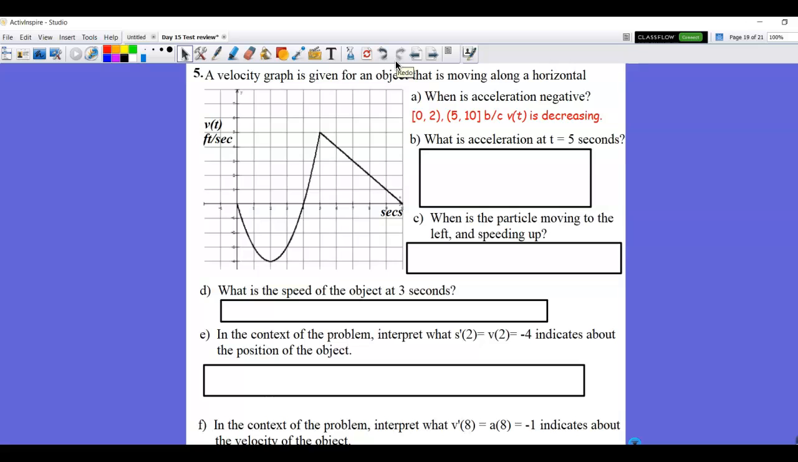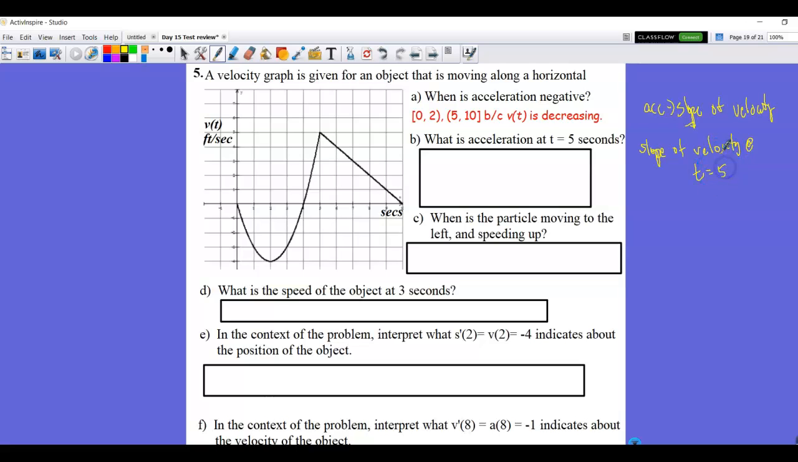So we're still dealing with acceleration. This time we're asking, what is the acceleration at t equal to 5 seconds? We already had the conversation that acceleration is the slope of velocity. So another way to interpret this question is, what is the slope of velocity at t equal to 5?